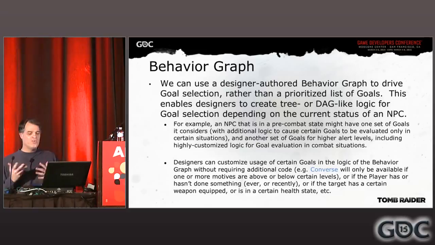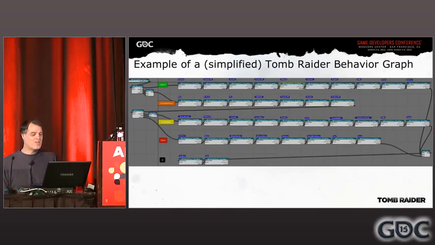They can also do all kinds of things to customize the order that goals are in, or which ones are available. So perhaps they only want to converse if the motive for the loneliness is going to drive it, or if the player hasn't done something recently, or if the target has a certain weapon equipped. Maybe it's more important to do a certain goal, and they can control all of that from the behavior graph. And I have a very big slide to show an example of the behavior graph that the designers maintain.